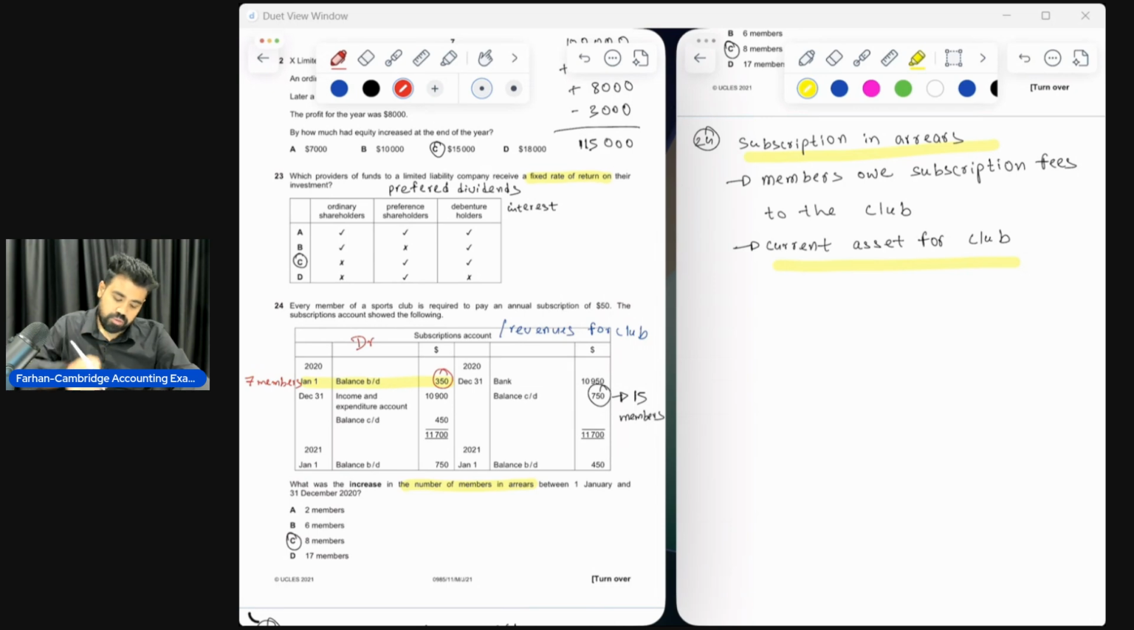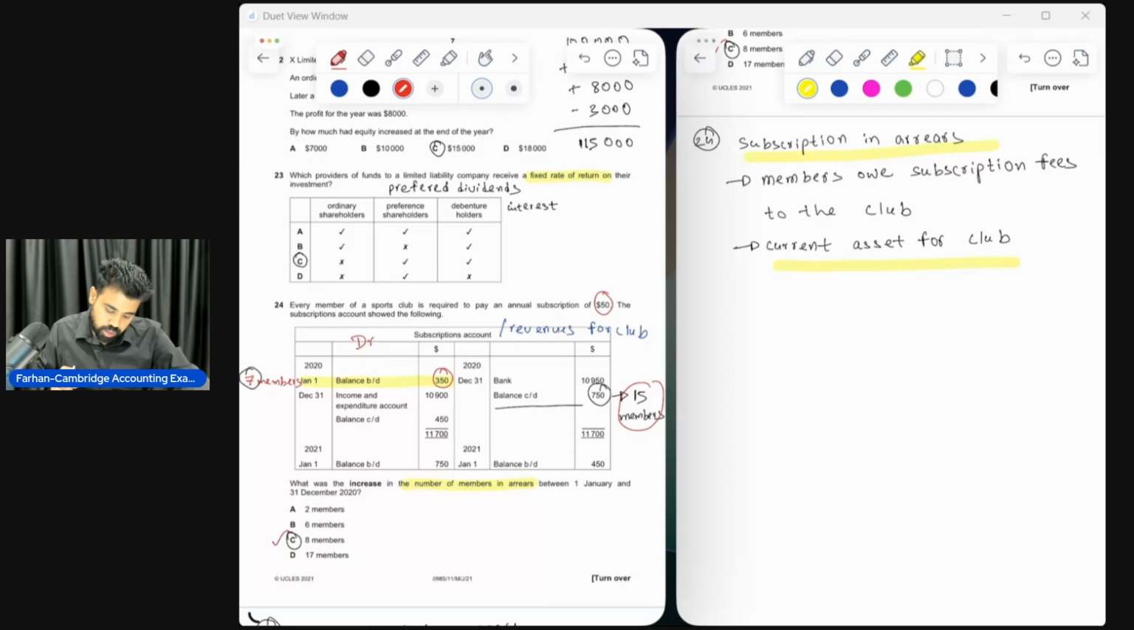Given that each member pays $50, and given that we have $350 in opening balance for arrears, we have 7 members altogether, right? And then if you check the closing balance at 31 December 2020, all right, you will see we have $750, which when divided by $50 per member would mean that 15 members owe us money. So there is an increase from 7 to 15 members, which is an increase of 8 members. And that is the answer for question 24, which is option C.